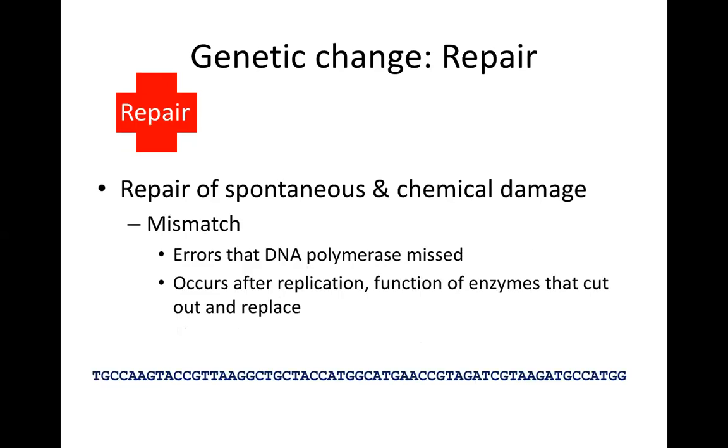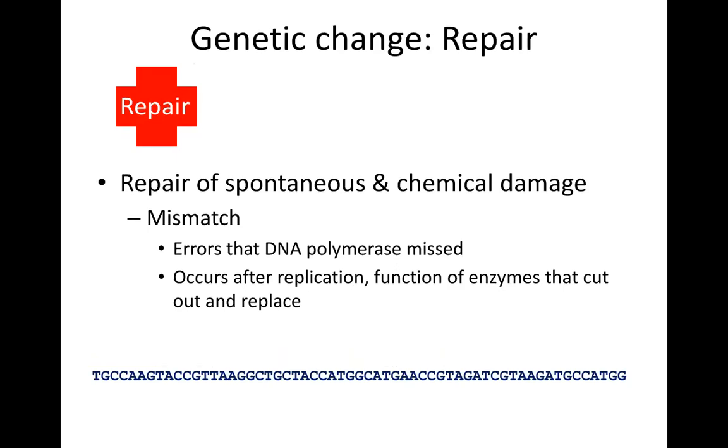Another thing that can happen is prokaryotic cells, and you have some too, have a series of enzymes that can repair mismatches, just like we talked about. In this case, though, these are ones that DNA polymerase missed. This occurs after replication, so DNA polymerase has already gone off. And what these enzymes can do is they can cut out and replace a section of DNA.